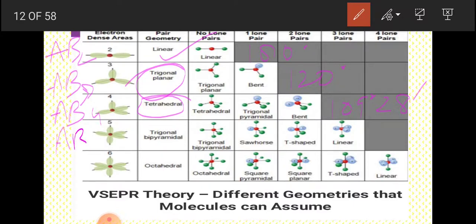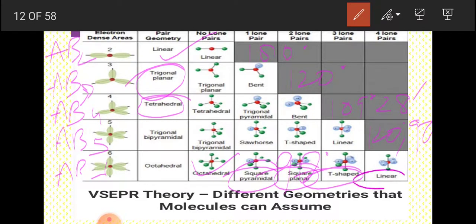If an AB5 type of molecule is there, we will have trigonal bipyramidal and the angles will be 120 degrees and 90 degrees. If an AB6 type of molecule is there, the shape will be octahedral and the angle will be 90 degrees. Other shapes we will get when lone pairs are present in the molecule. Considering the lone pairs, we will consider the shape. So it can be either square pyramidal, square planar, T-shaped, or linear. This can be understood by models.